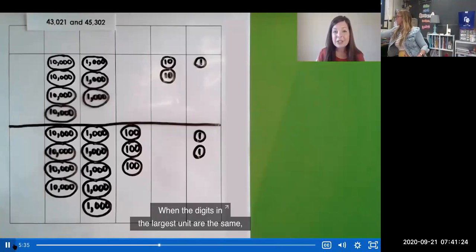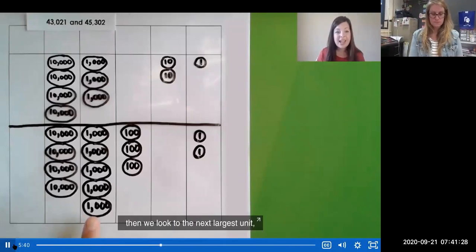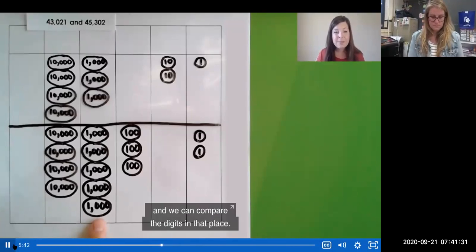When the digits in the largest unit are the same, then we look to the next largest unit, and we can compare the digits in that place. So in this case, we would look to the thousands place to compare.